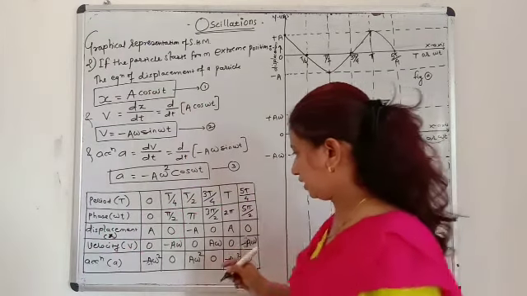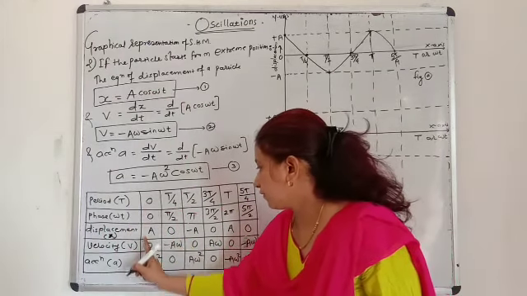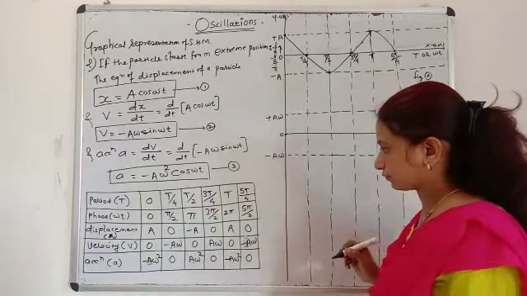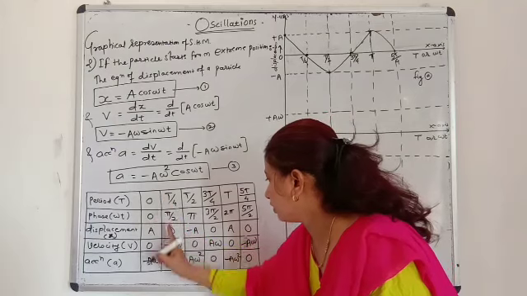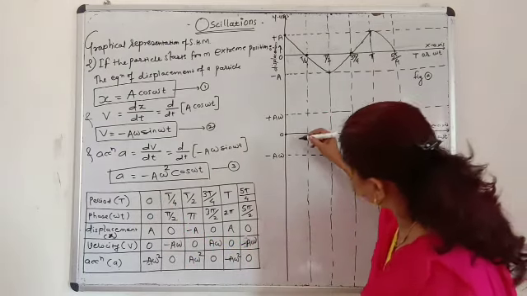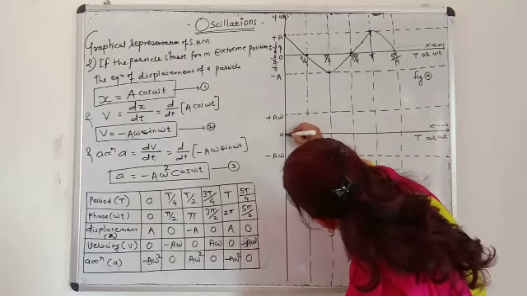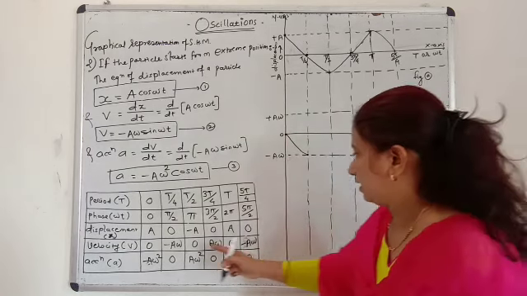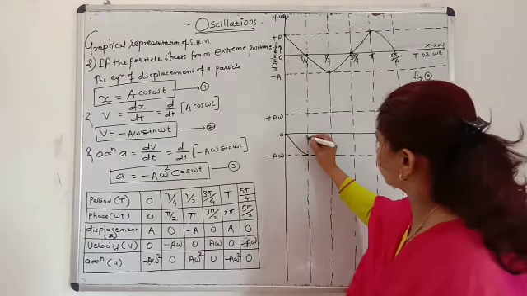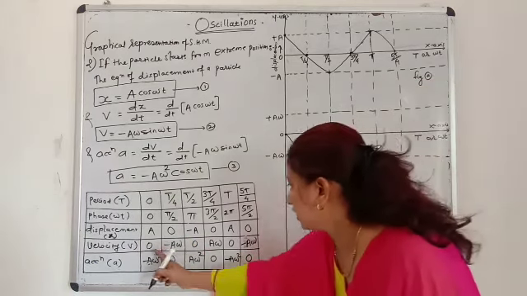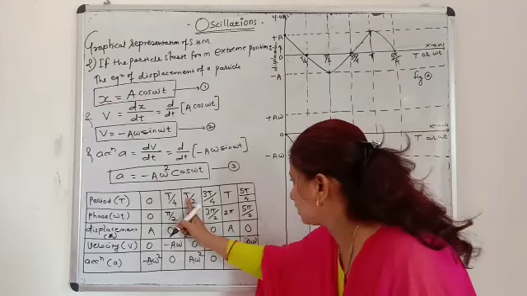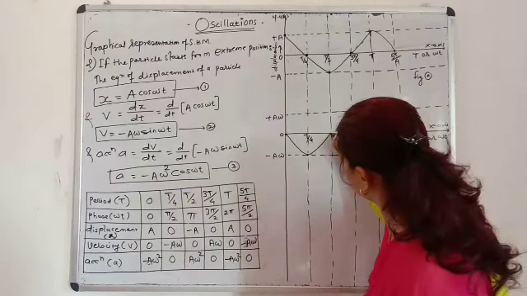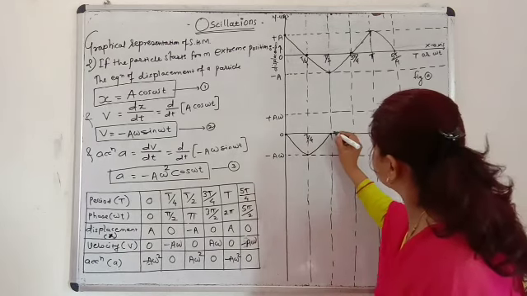Now the velocity at the start, at periodic time 0, becomes 0. So the graph starts from 0. Then at t by 4, velocity is minus a omega. Then from this, the nature of the graph is like that. This periodic time is t by 4. Then again at period t by 2, the velocity becomes 0. From this to this, this becomes 0. Period is t by 2 here.